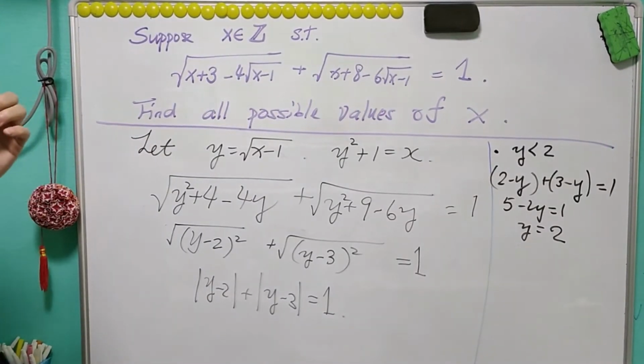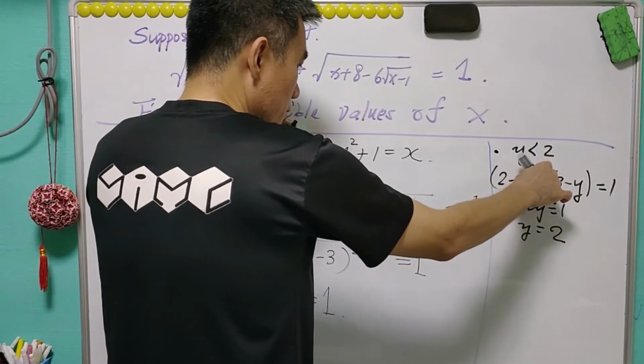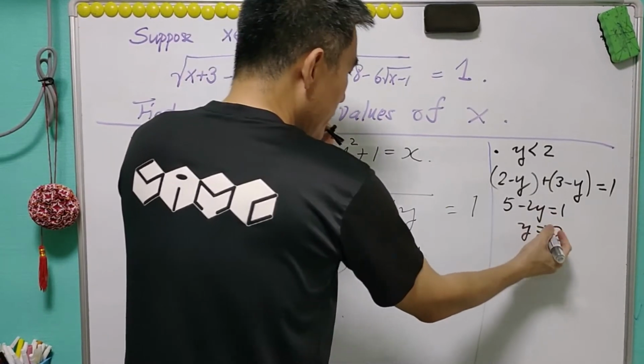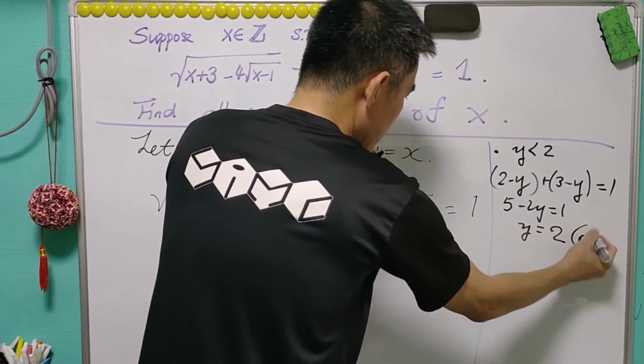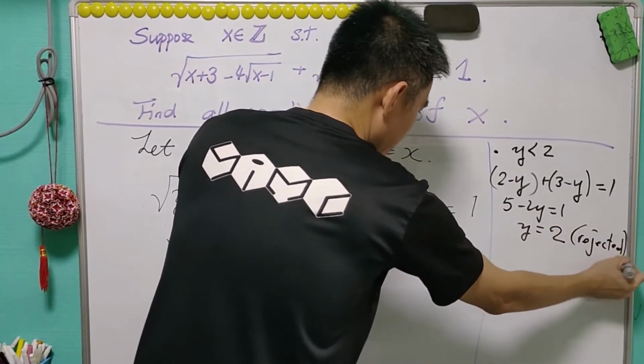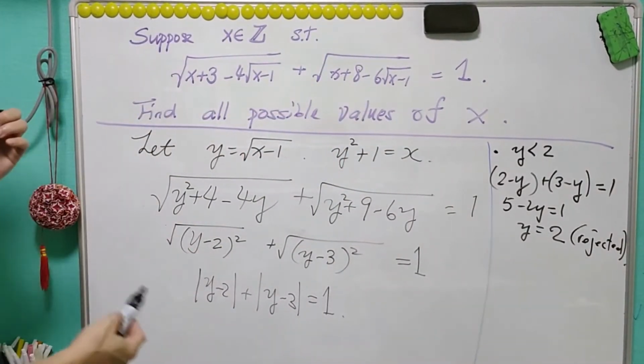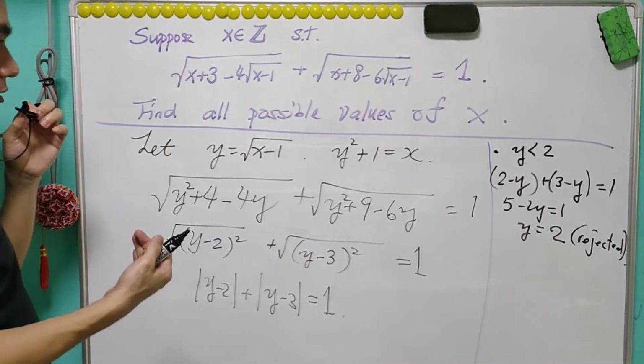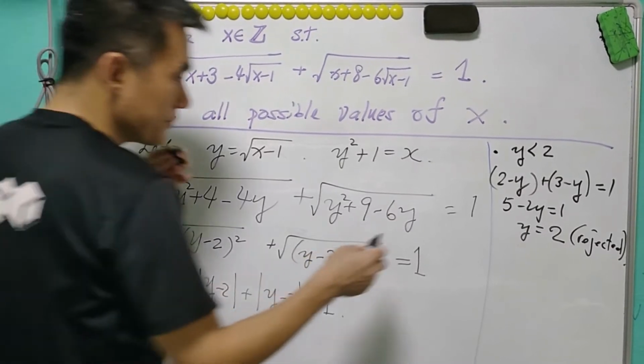Now, we already said that y is less than 2, and you obtain the answer y equals 2. We have to reject this answer. Okay, so there's no solution for the case y less than 2.